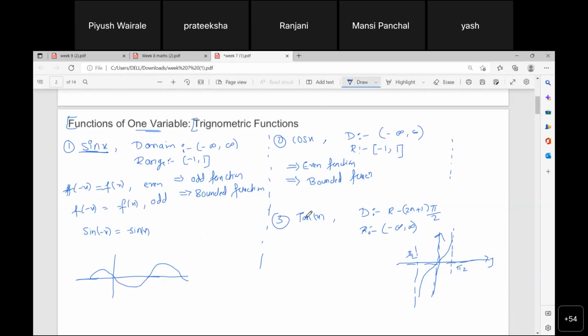Now tell me whether it's an even function or an odd function. Odd function, because tan of minus x gives me minus tan of x, so basically it is an odd function. Is it bounded or unbounded? Unbounded. So it is an unbounded function. I think this is clear to you: sin x, cos x, and tan x. Please note the points about odd and even functions.